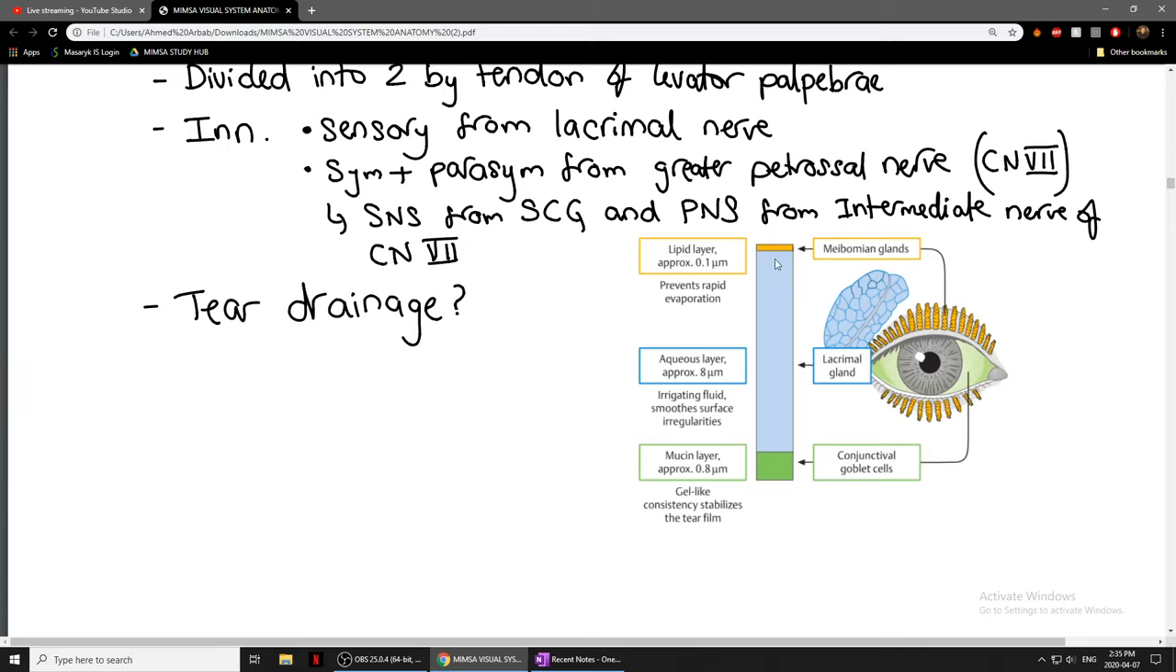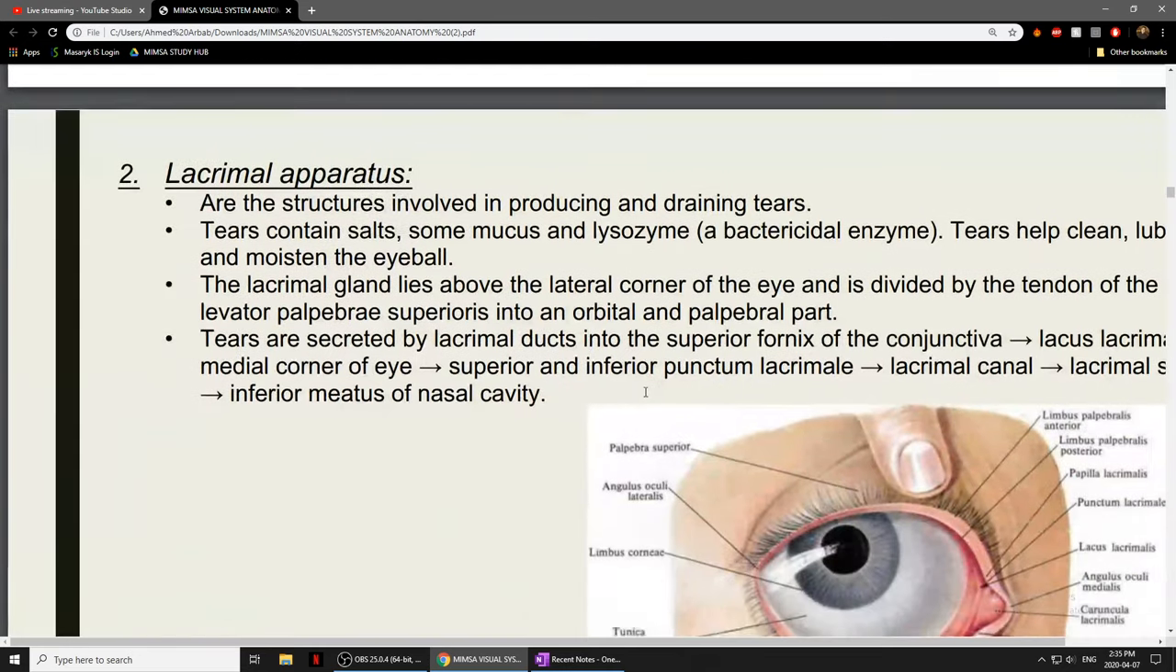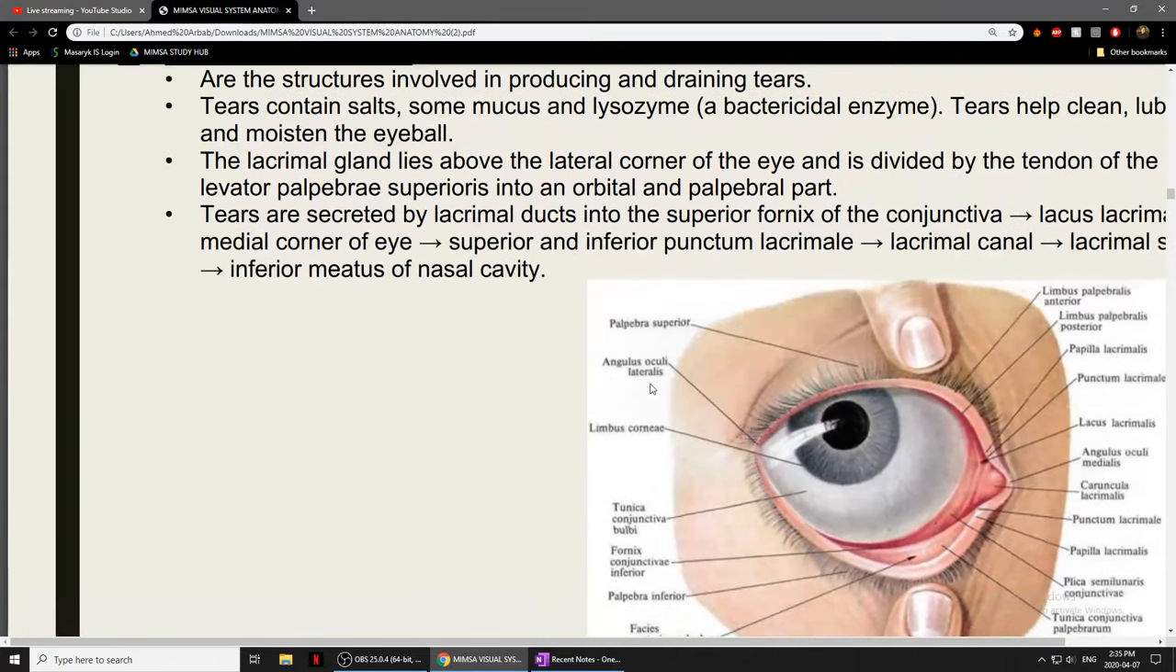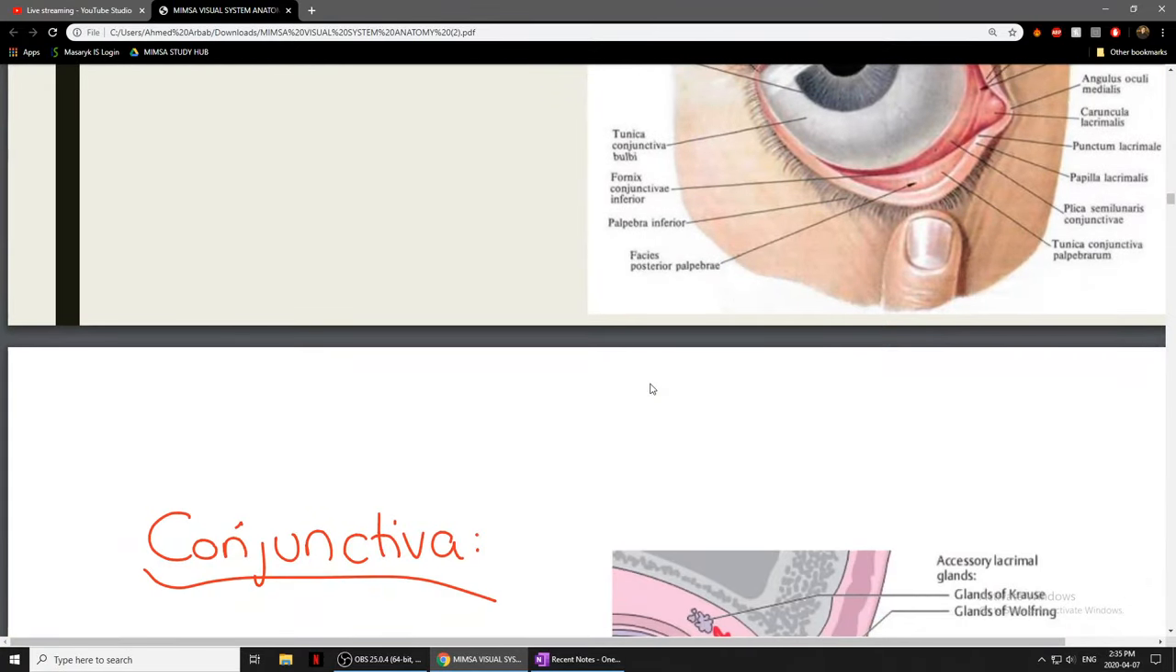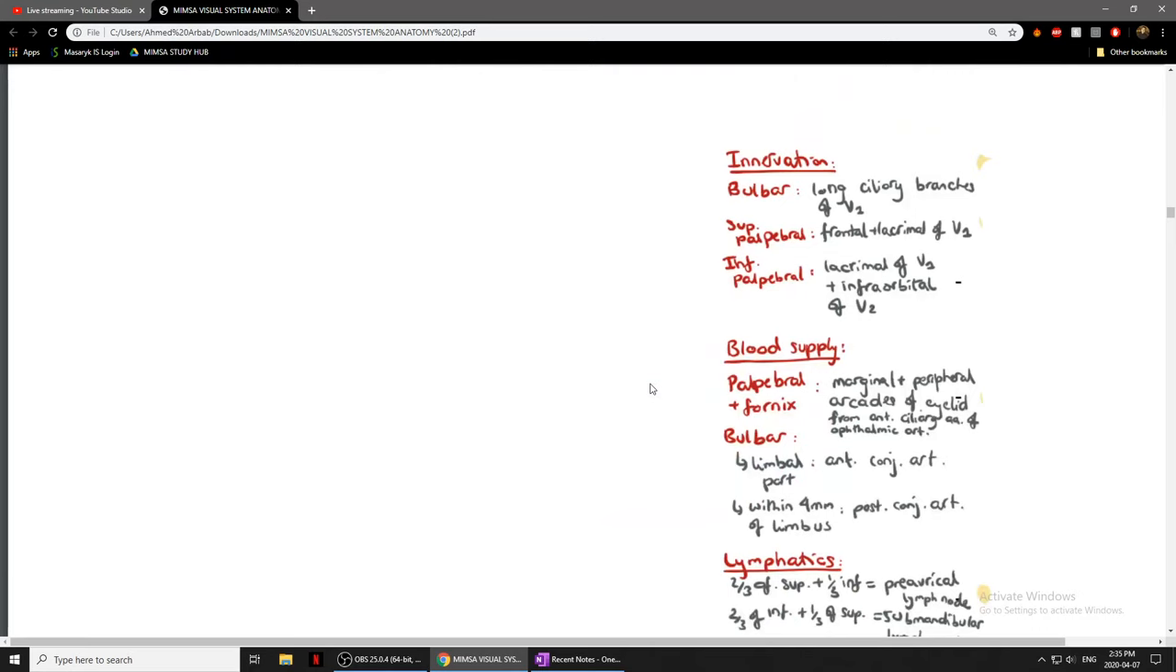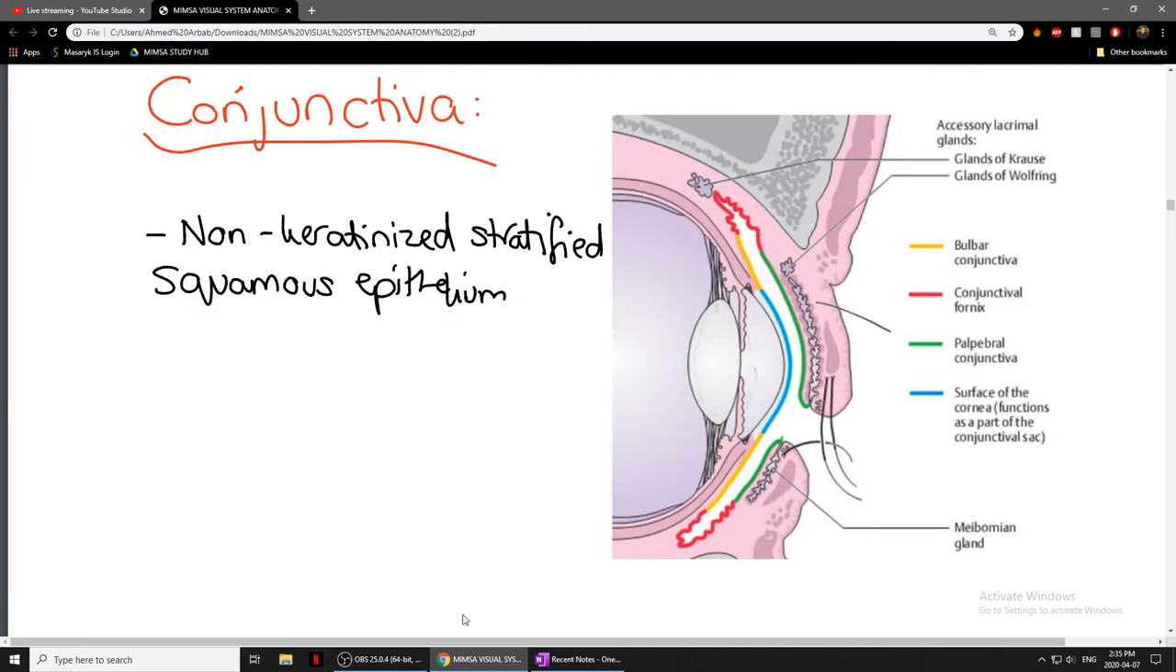You guys should just know that the tear film that is produced, that helps the eye, that protects the eyeball, actually has different layers, and they're created by different glands, and they have different functions. Okay, so we can move on to the conjunctiva.